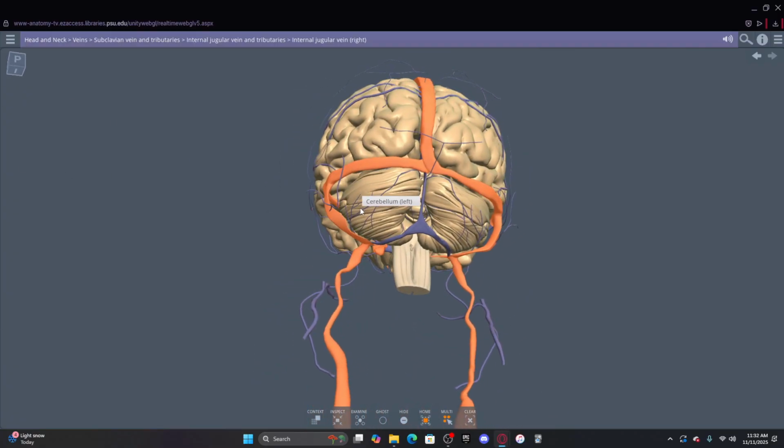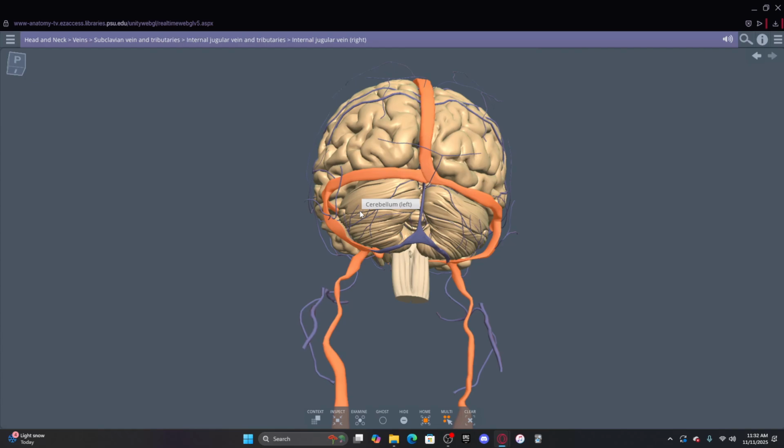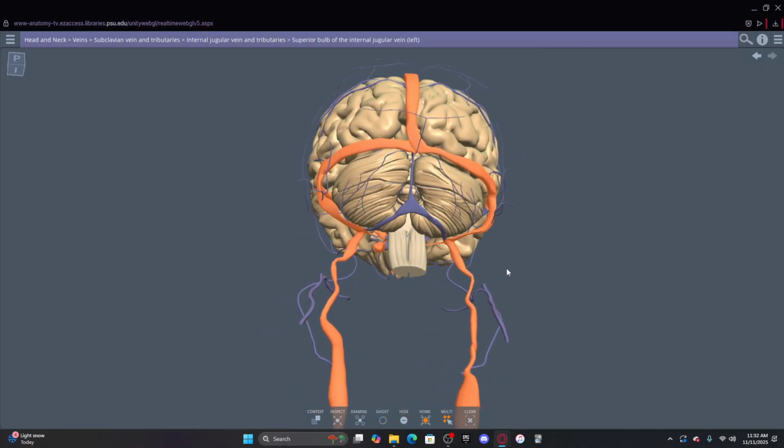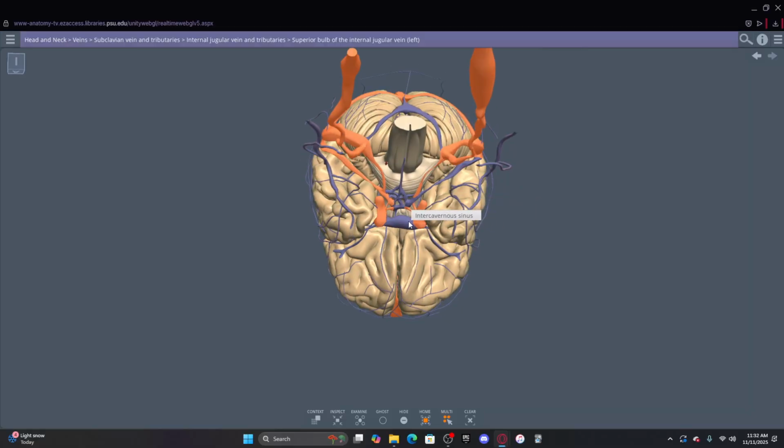All right, so now that we have that, that's everything for our durovenous sinuses. So internal jugular vein here. This is our cavernous sinus, draining into our internal jugular vein.